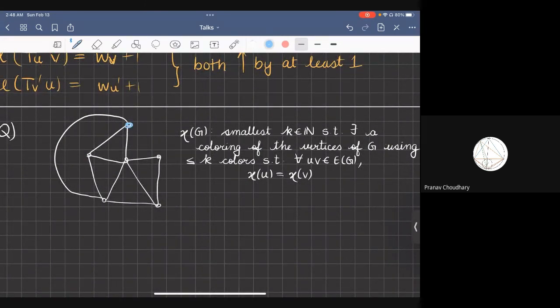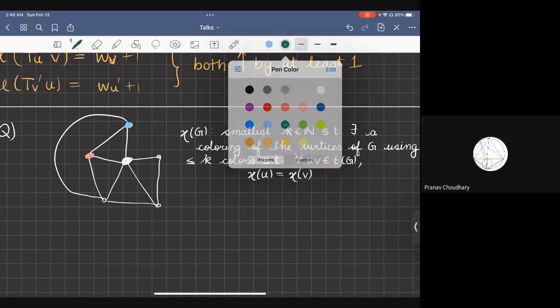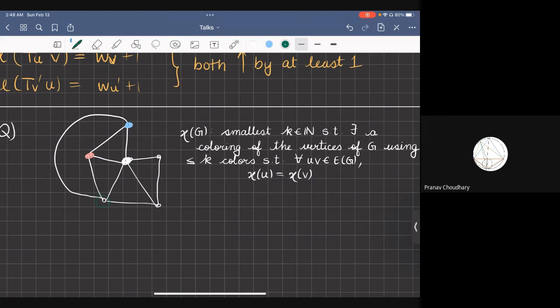Okay, so let's label this blue. Then clearly this has to be different from blue, so let it be red without loss of generality. And so this has to be different from both blue and red. And now notice that this vertex has to be different from all red, blue, and white because it's adjacent to all three. So let this be green. And then apparently this just works. This works, right? So the chromatic number is 4. In fact, we showed that it is exactly 4, not just at most 4.